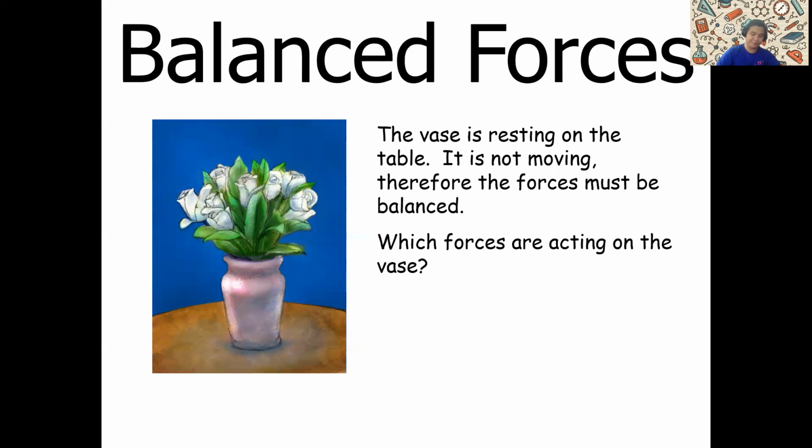Next example of balanced forces. The vase is resting on the table. It is not moving, therefore the forces must be balanced. Which forces are acting on the vase? Class, if something is not moving on a table, that doesn't mean that there is no force. No, it means there are forces, but the forces are actually balanced, meaning that it's not moving. It's in perfect limbo.